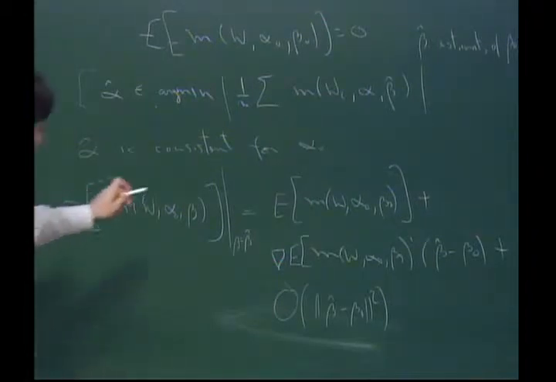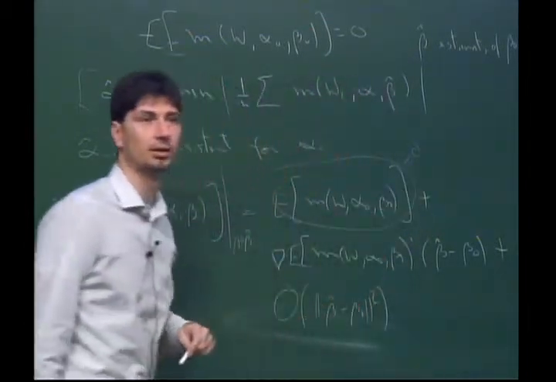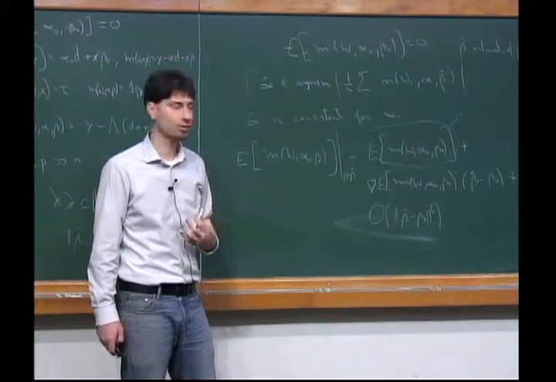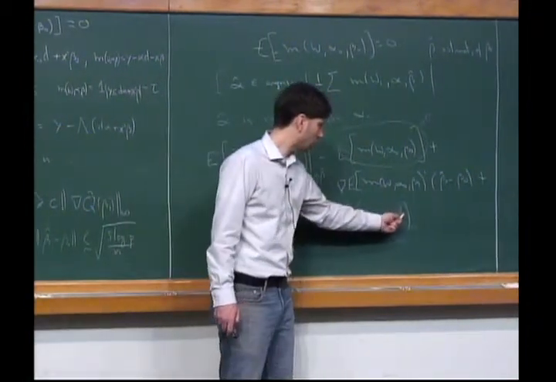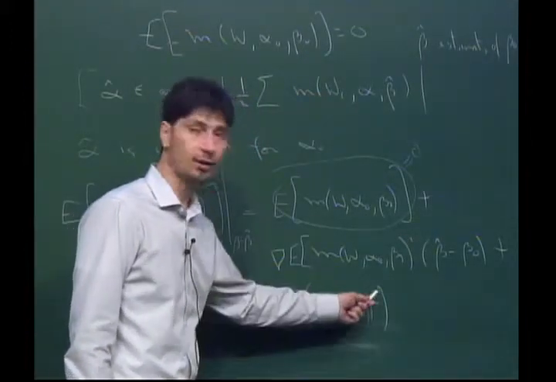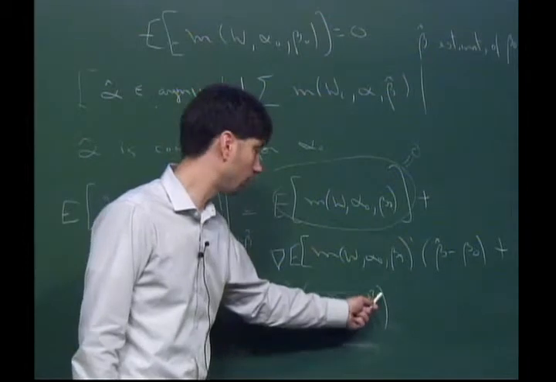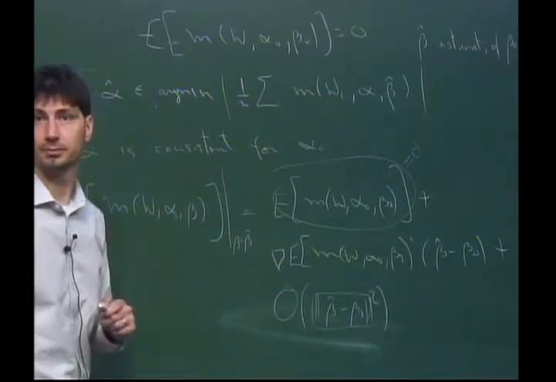Now, this is 0 by assumption, by the identification assumption. This has a square here. We know we have a good rate. These will be negligible, so I'm not really concerned with these. The problem is this bias.